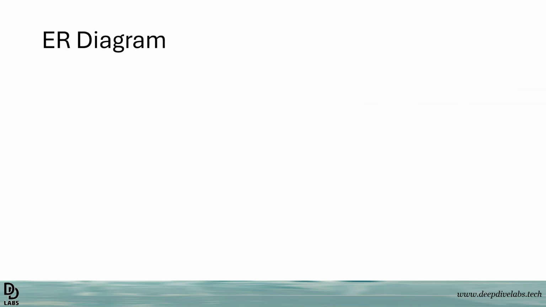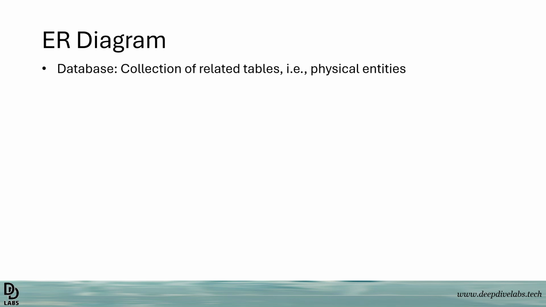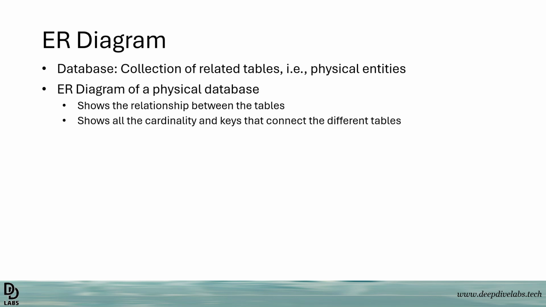So we're going to now take a quick recap of some of the concepts of the RDBMS database systems that we saw. So the first is the ER diagram, which stands for the entity relationship diagram. A database is essentially a collection of related tables, and each table corresponds to the physical entity that we saw in the ER diagram. Right, so the entity relationship diagram of a physical database shows the relationship between the tables, and it also shows the cardinalities and keys that connect the different tables.